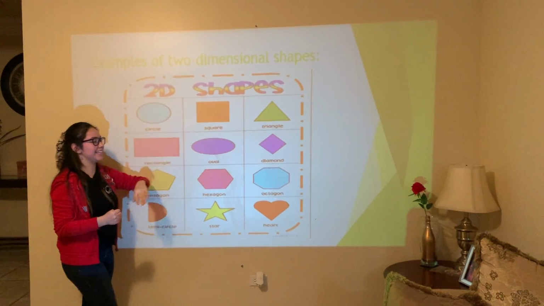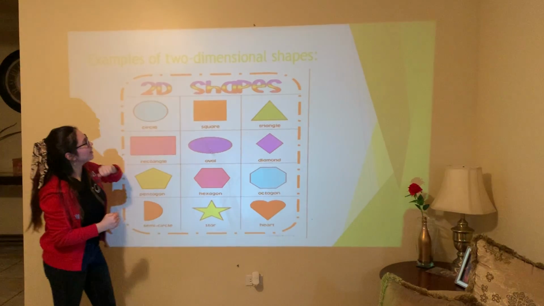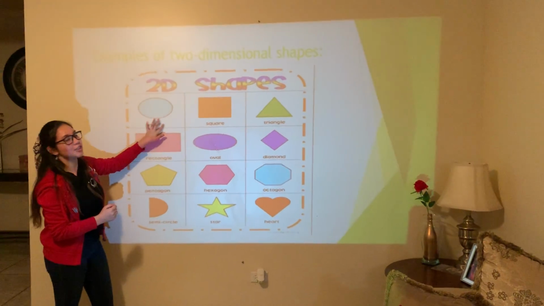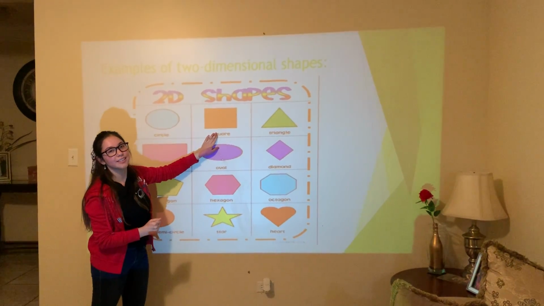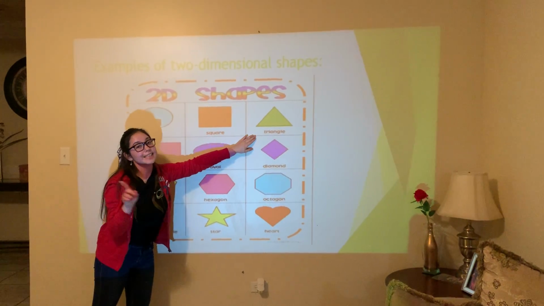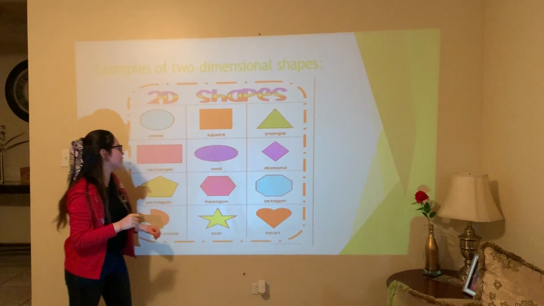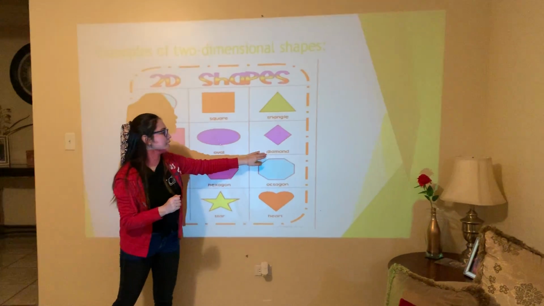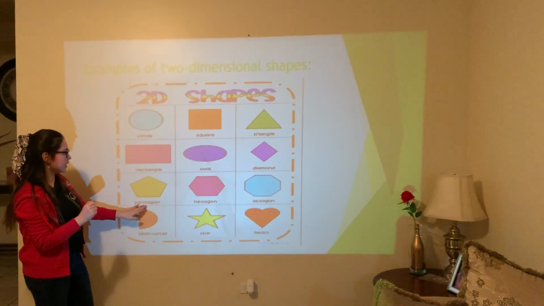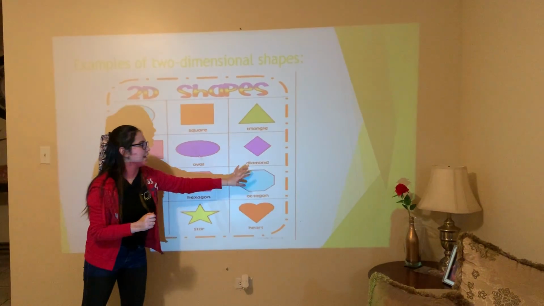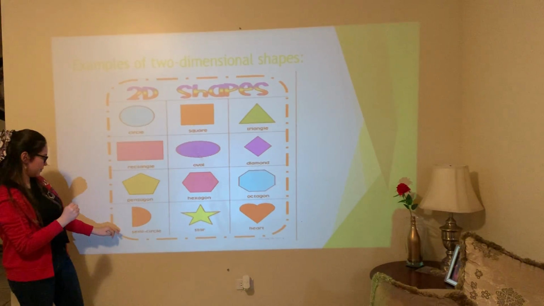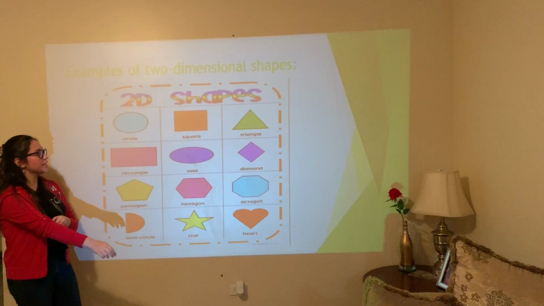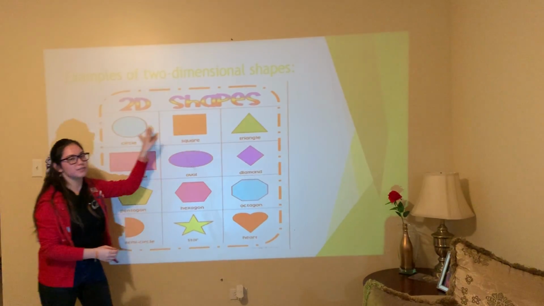2D, right? So here's the first example. This is the circle. This is the square. This is the triangle. This is a rectangle, oval, diamond, pentagon, hexagon, and octagon, semicircle, star, and heart. So we're going to focus on these 6 right now.